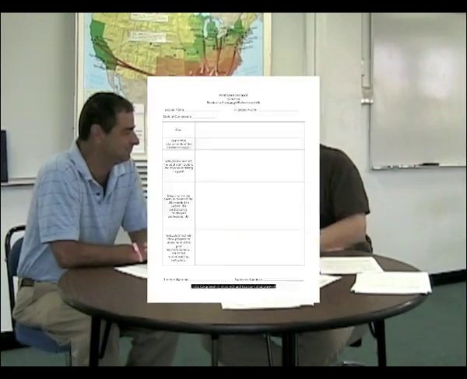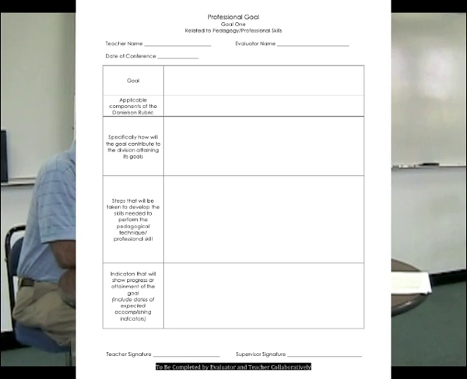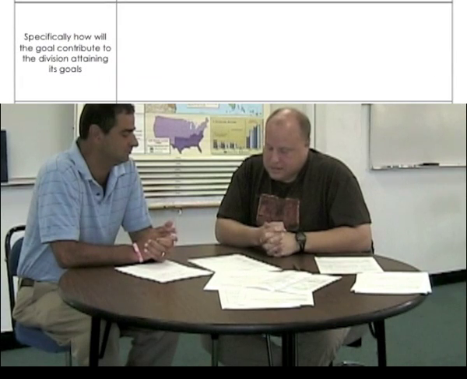As you fill out this form with your supervisor or division head, the two of you will work together to develop a mutually agreed upon goal, which will go in the first box in the form. Next, you'll look at the Danielson rubric for when you're evaluated at the end of the year. You'll connect this goal to a particular part of the Danielson rubric you're going to be working on. And together, you'll also discuss how this goal will contribute to the division attaining its goals.